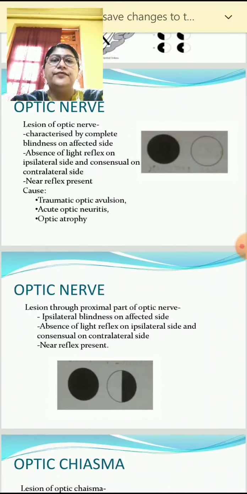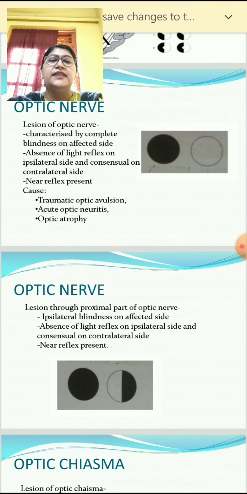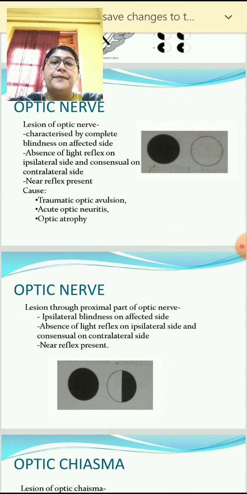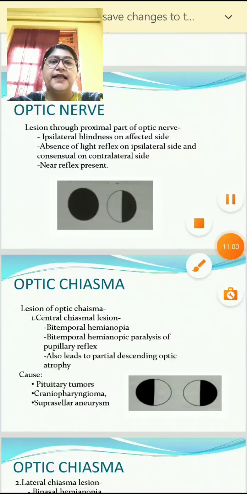Now if there is a lesion in the proximal part of the optic nerve, what happens? There is ipsilateral blindness on the affected side. Also there is absence of light reflex on the ipsilateral side and consensual on the contralateral side, but near reflex is present. Now next you can see the optic chiasma.